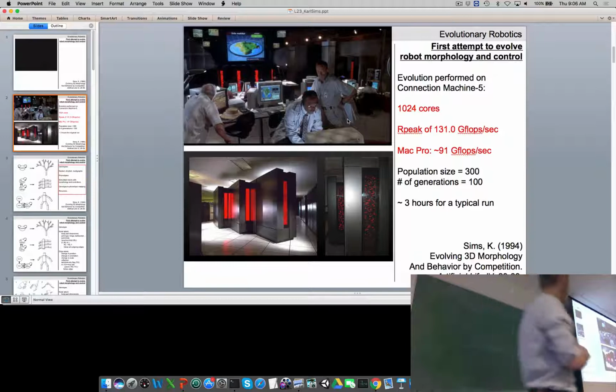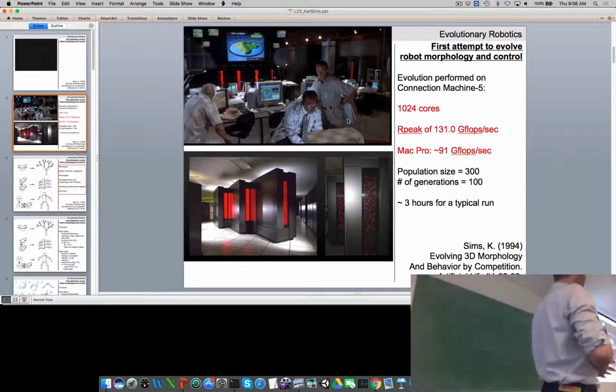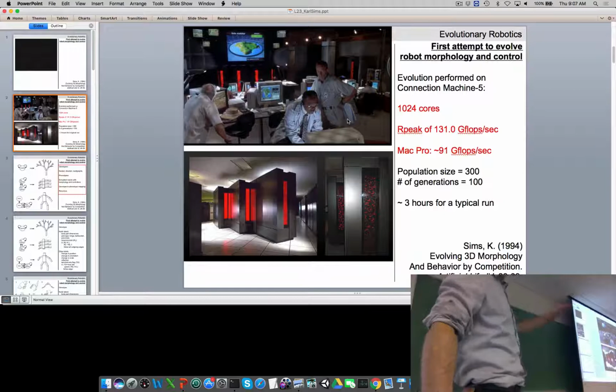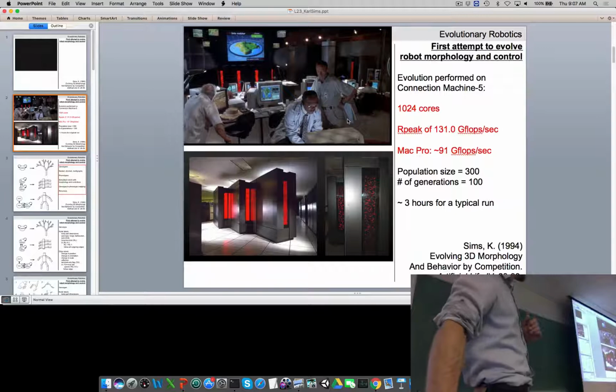Okay, so pretty powerful. Carl Sims first created his own physics engine and then was evolving his virtual robots in that physics engine. Population size of 300, ran it for 100 generations, which with this massive parallelism, he was able to finish in about 3 hours, a single run in 3 hours. So pretty impressive for the time, and again, still relatively impressive.